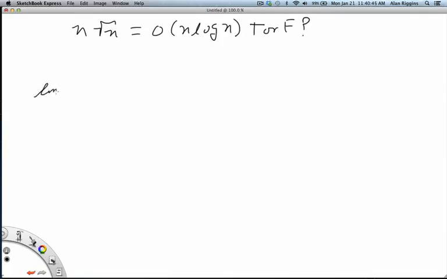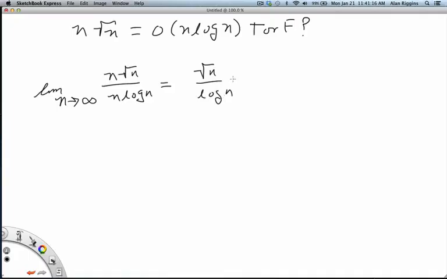So the limit as n goes to infinity of n times the square root of n over n log n. Well, we can do an immediate simplification here, getting rid of an n: the square root of n over log n. So, how does this ratio compare? Do these grow at the same rate? Is one faster than another?